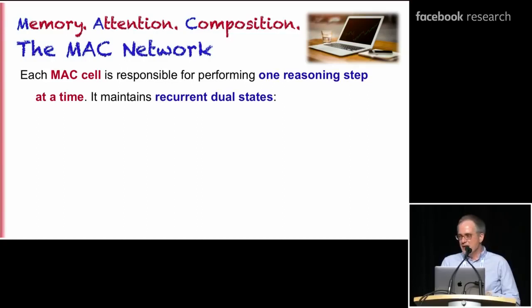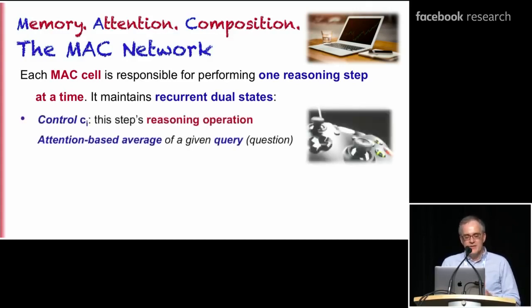Okay, so for the next few slides, we'll gradually work down into the details. So for a single MAC cell, it's meant to do one reasoning step. And to do that, it makes use of having two recurrent states. So we have a control state, and this represents the step's reasoning operation. And the reasoning operation is going to be represented as an attention-based average of a given query, where the query for Clever is going to be the question that we're asked.